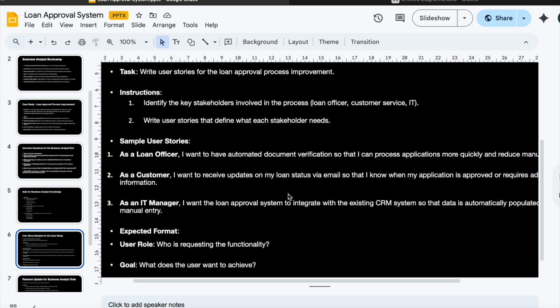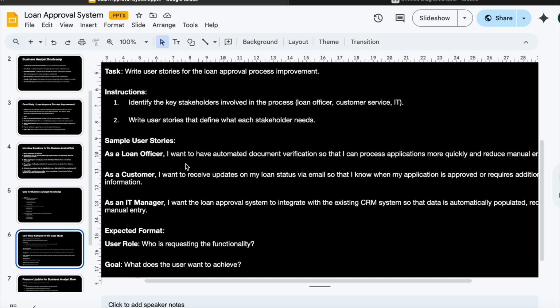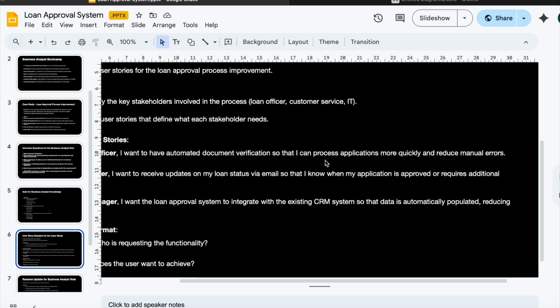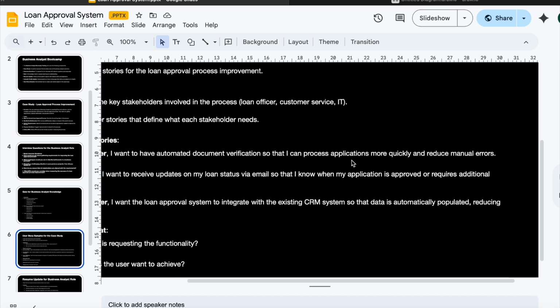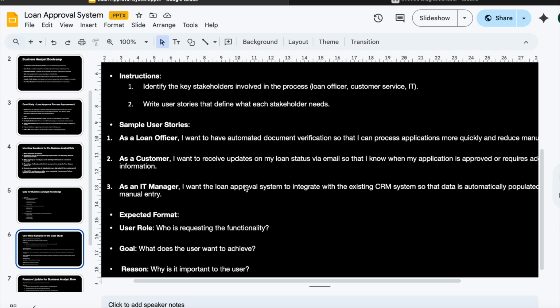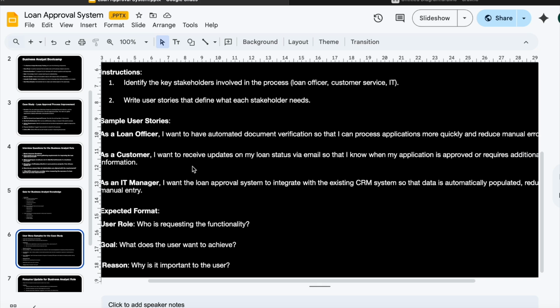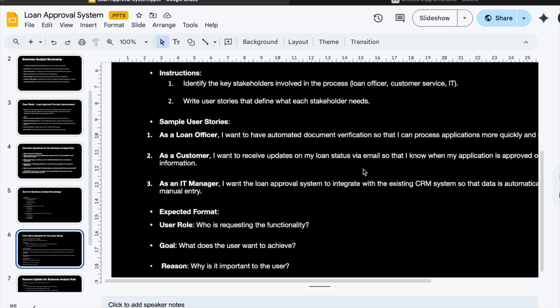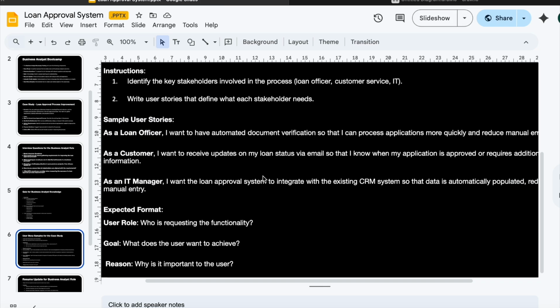One is, as a loan officer, this is a user, I want to have an automated document verification process. For what? So that I can process applications more quickly and reduce manual errors. So this is one type of user story. Second one, as a customer, we are writing from the customer perspective, I want to receive updates on my loan status via email so that I know when my application is approved or requires additional information. So this is one more feature.